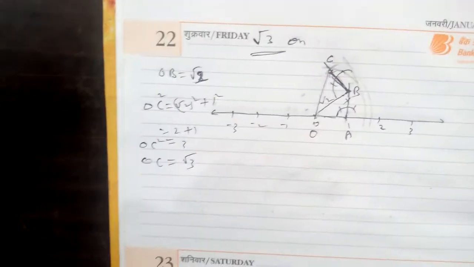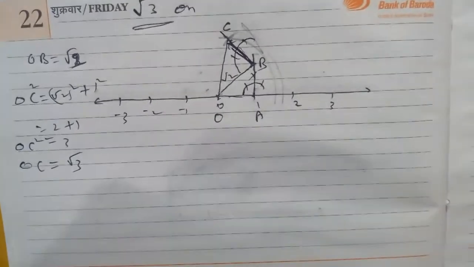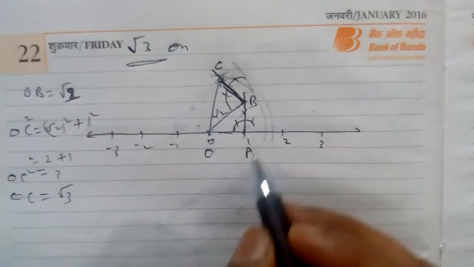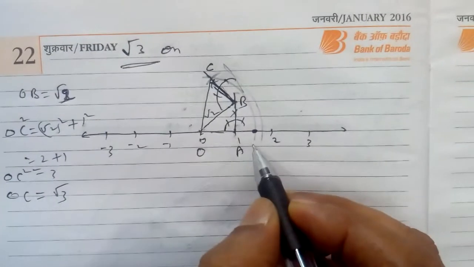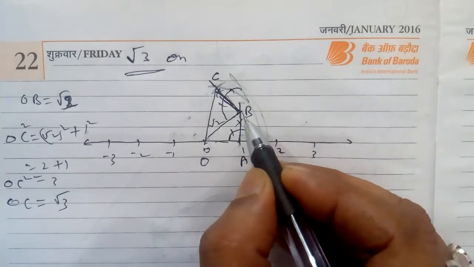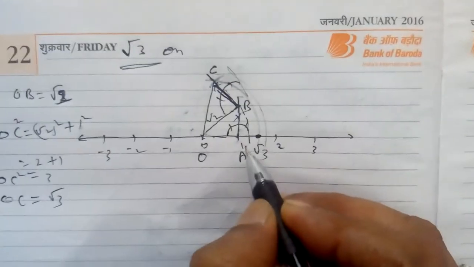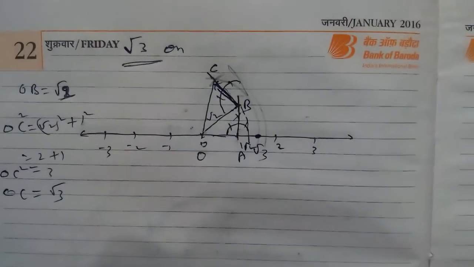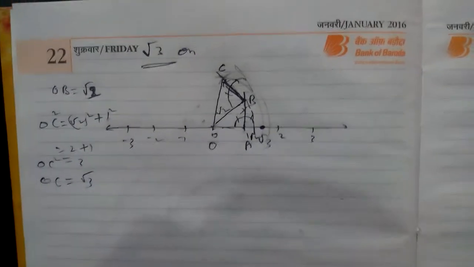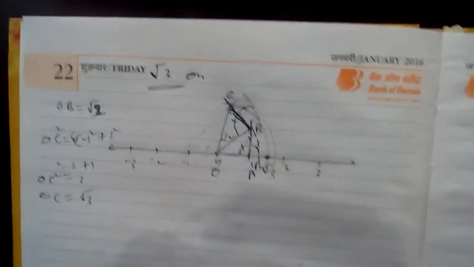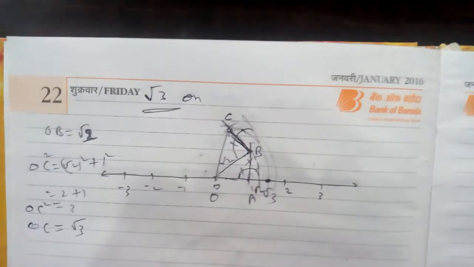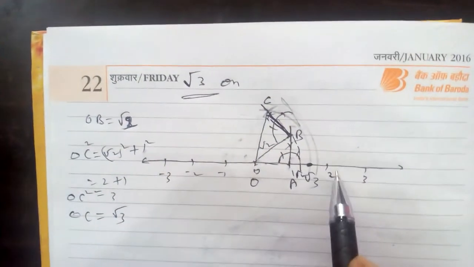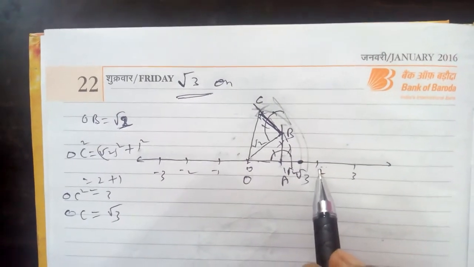What are you getting? Root 3 here. Root 3 you are getting at this place. Here, if you draw, then you will get root 2. So between 1 and 2 you are getting root 2 as well as root 3. If there will be a root 4, then you will get the 2.